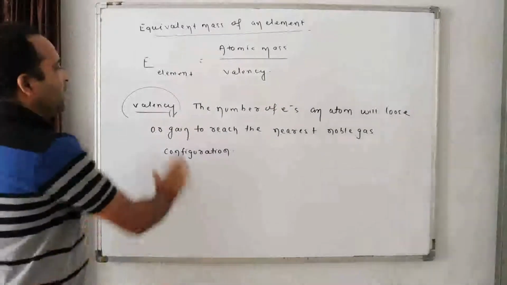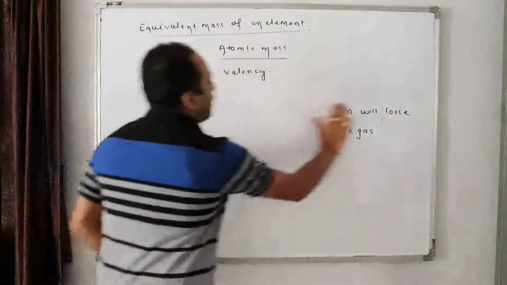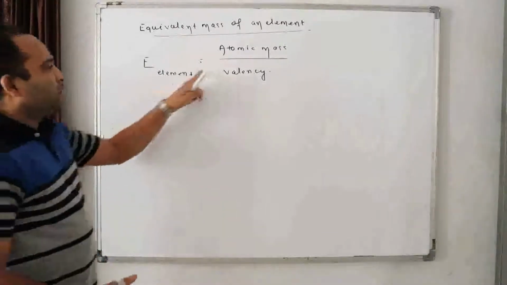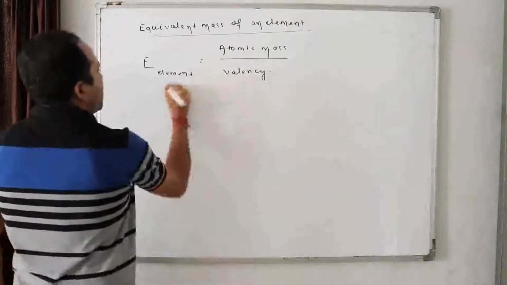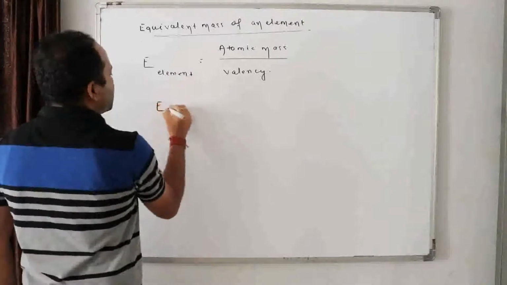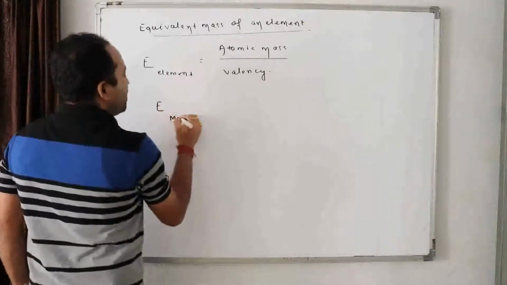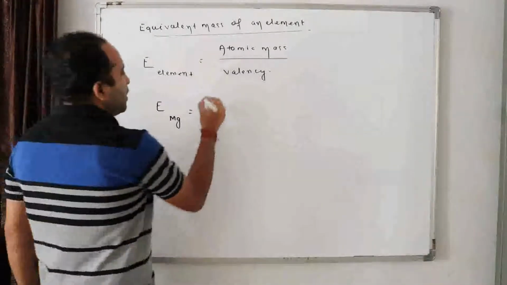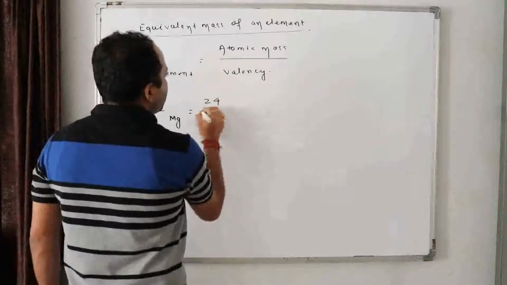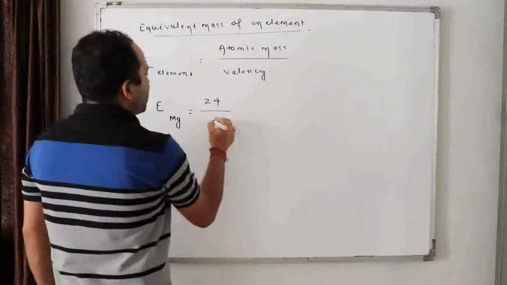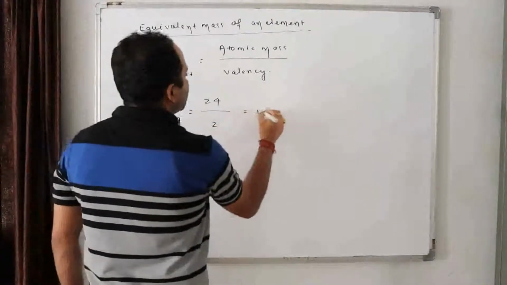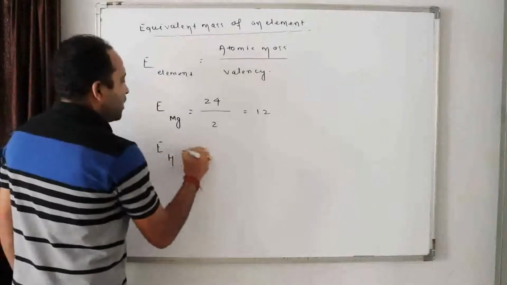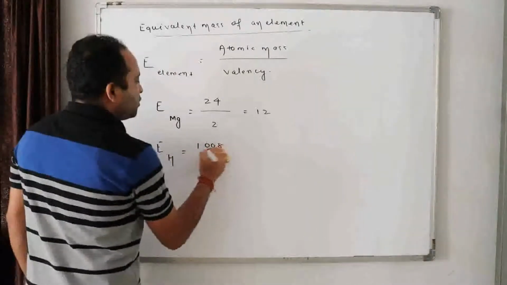Anyways, do you understand valency now? Now our discussion will be very simple. Equivalent mass of an element is equal to atomic mass divided by valency. For example, straight away with magnesium, we have studied a lot about magnesium. What is the atomic mass of magnesium? 24. What is the valency of magnesium? 2. Equivalent mass is how much? 12.